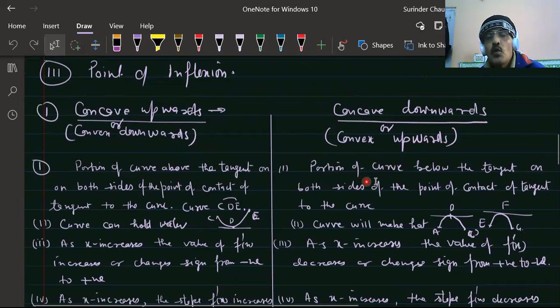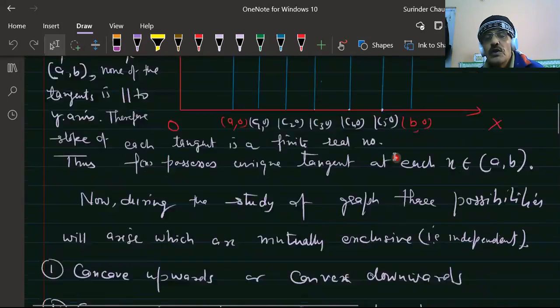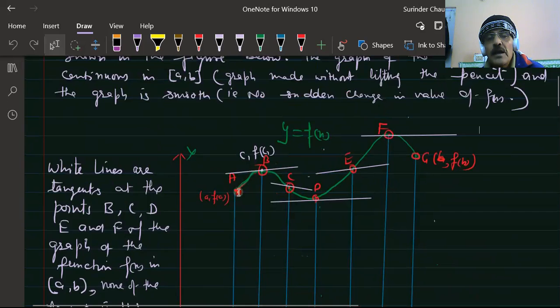Concave downwards is the portion of the curve below the tangent on both sides of the point of contact of the tangent to the curve. This curve will make a hat. The curve is making a hat here, from A to B to C, and from E to F to G. This is concave downwards, making a hat downwards.